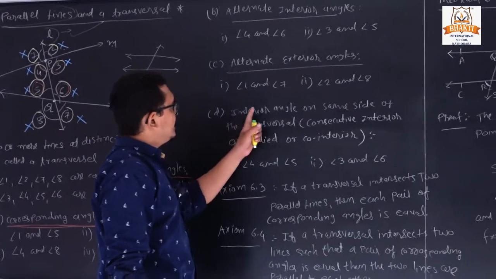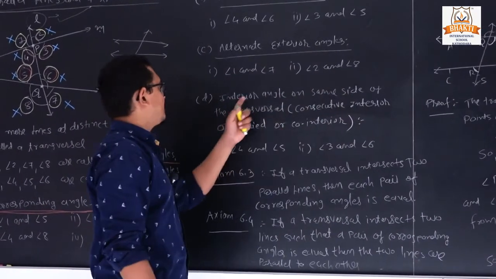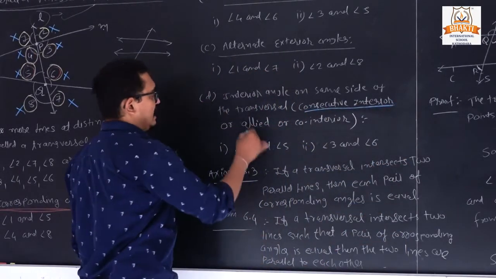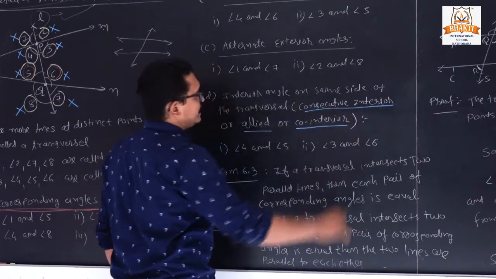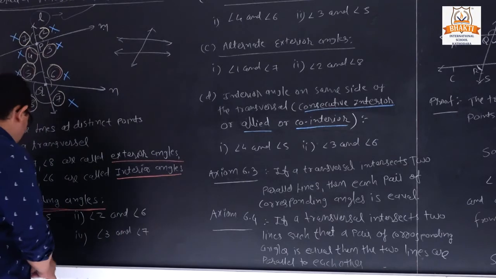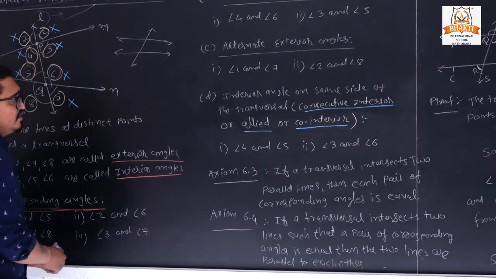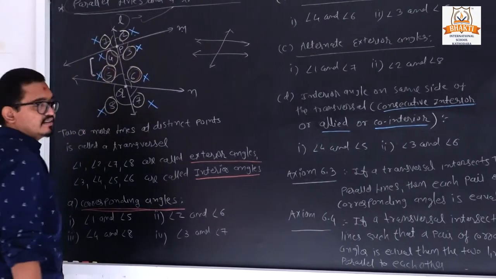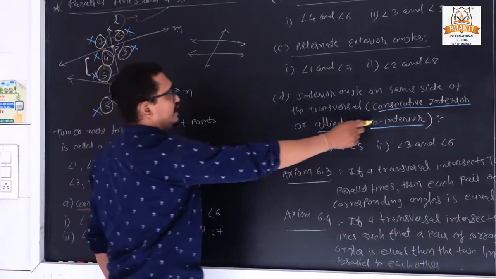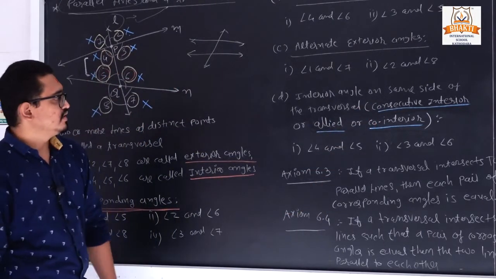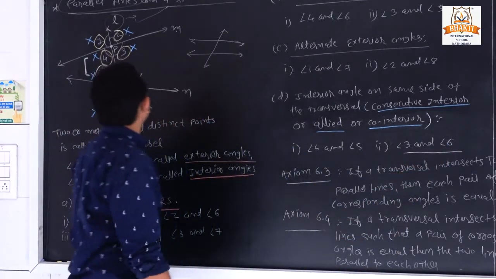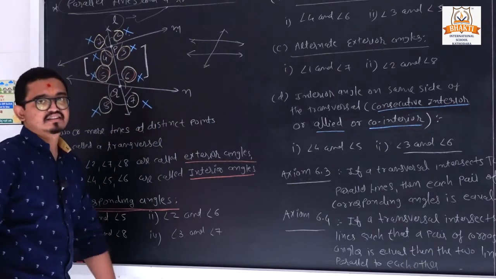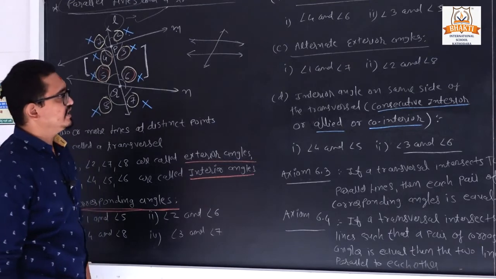See, interior angles on the same side of a transversal are sometimes also known as consecutive interior or allied angles, or also called co-interior angles. Clear? So here see that 4 and 5 are known as allied angles, co-interior angles or consecutive angles. And 3 and 6 are also called co-interior angles.